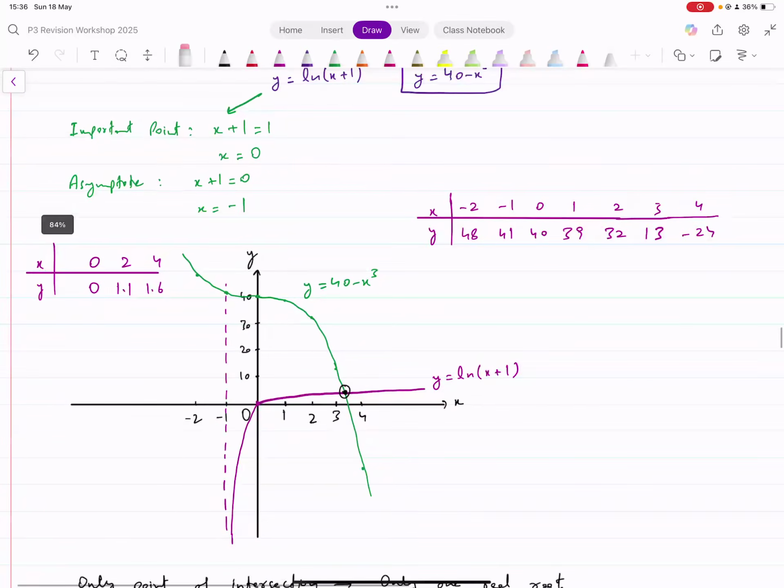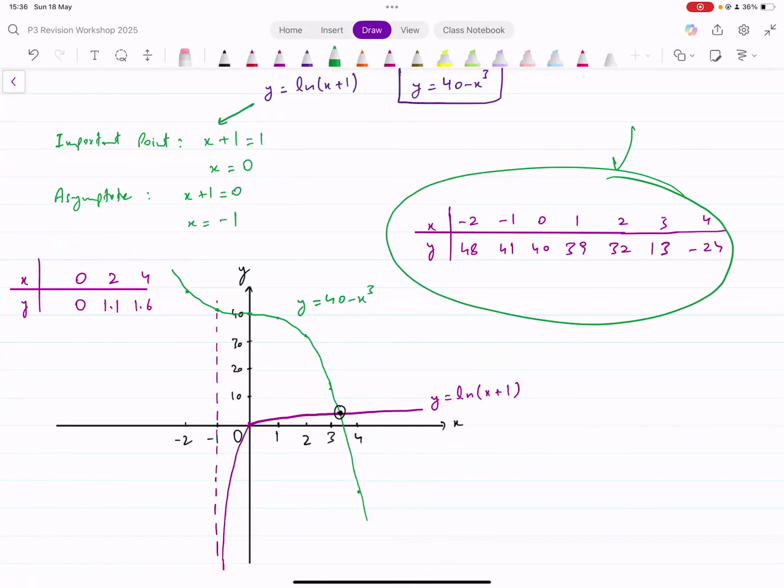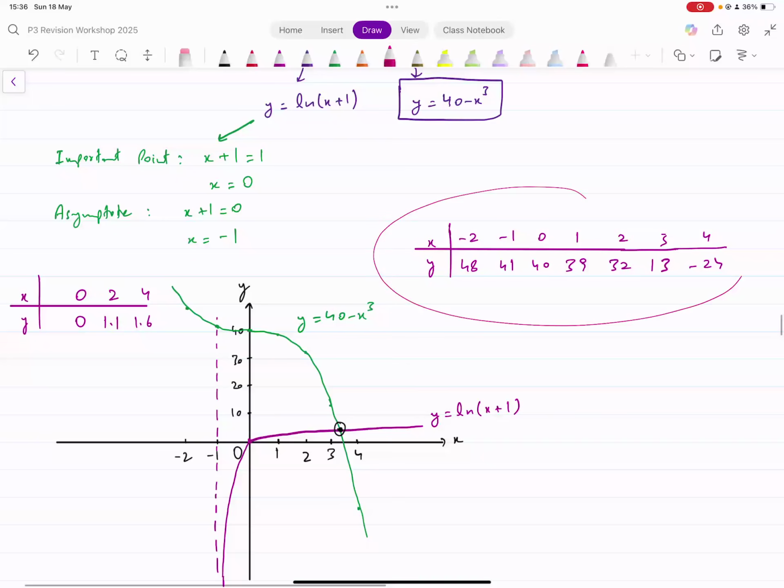You'll just do this on your calculator. You don't have to write this down here. I just wrote them down for notes, but you'll just draw this table in your calculator, plot those values for the cubic function.